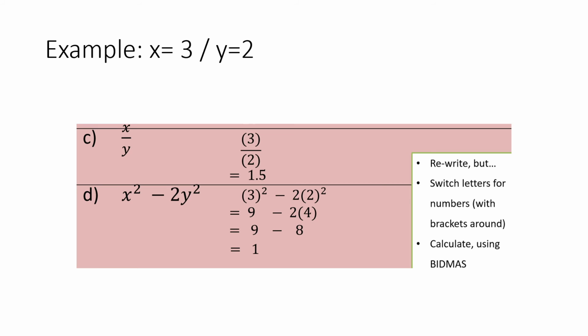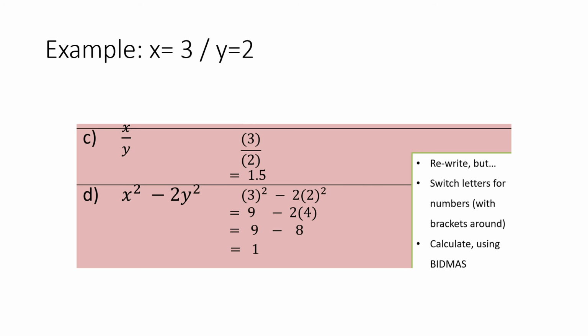The last of our examples that we have here, I've got x over y. Now x over y actually just means x divided by y. Now in this case, x happens to be equal to 3 and y happens to be equal to 2. So what they're saying is 3 divided by 2, and half of 3 is 1.5. If you've got a calculator, you might just pop that into your calculator and get 1.5.